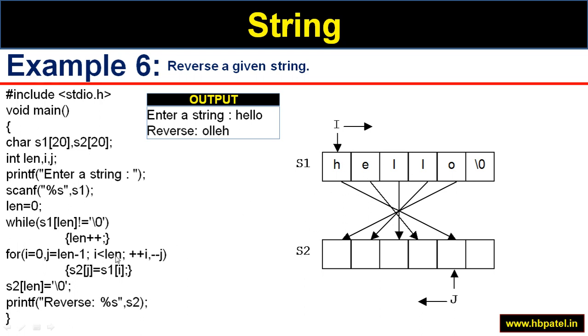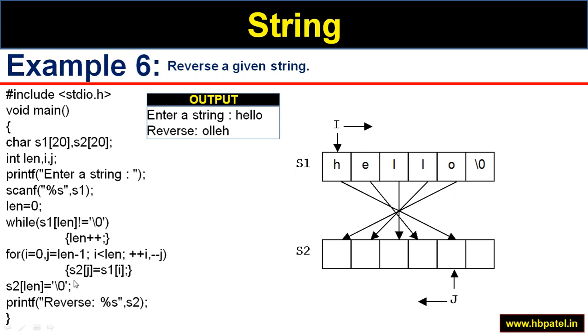Keep on doing till I is less than n. Increment I and decrement J, so I plus plus and J minus minus, and put S of I into S of J. Then increment I and then decrement J. Just keep on doing this.